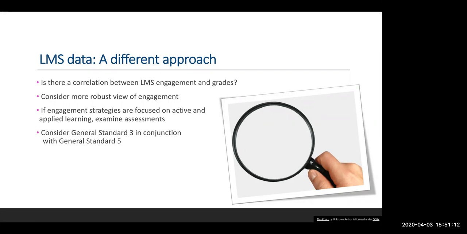But in general, consider a more robust view of engagement. So we already mentioned some things that might be going on when we have students not logging in a lot. They might be doing offline work. And being engaged with the learning management system does not equal being cognitively engaged with course material and assignments, okay? So again, when we're talking about engagement online, it's not just clicks in an LMS, it really is engaging students with active and applied learning, okay?